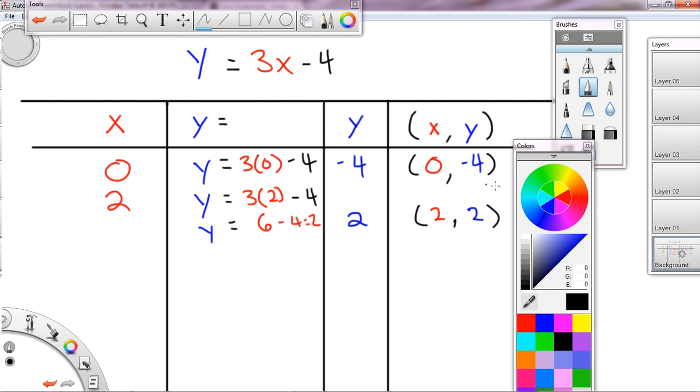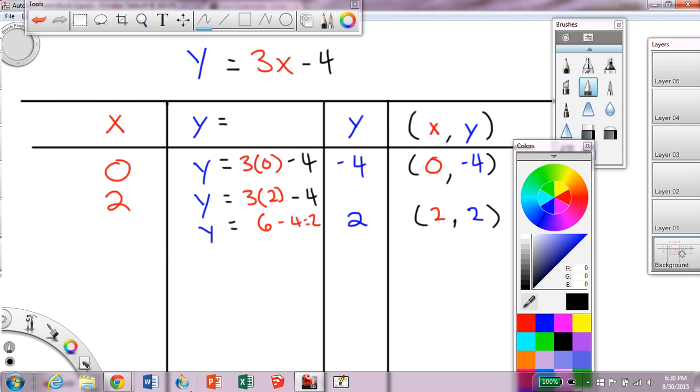Okay, so why are we doing this and why do we want to put them in ordered pairs? We'll talk about that in the next video.